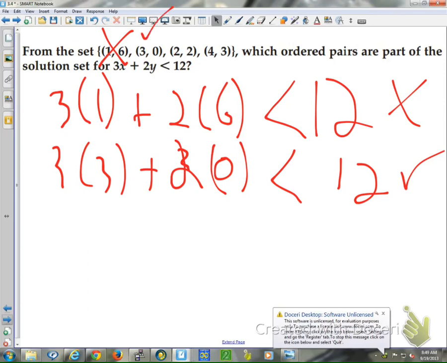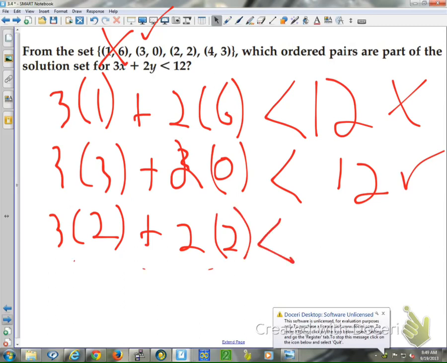We could try 2, 2. 3 times 2. Yeah, I said it backwards. Number of ordered pairs, is it going to be 2 out of each set or just any random? It could be any random. It could be 1, could be none, could be all 4. That's a good question. Let's see. So, is 6 plus 4 less than 12? Yes, it is. So that coordinate worked.